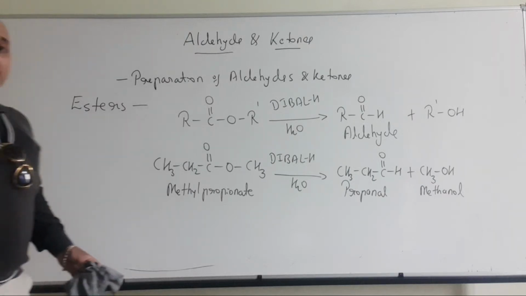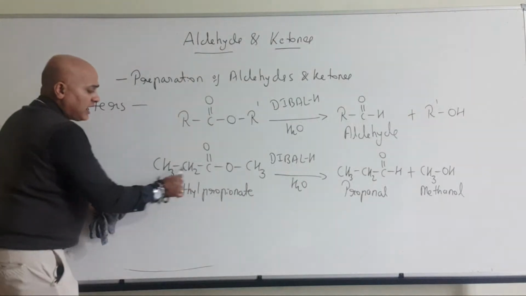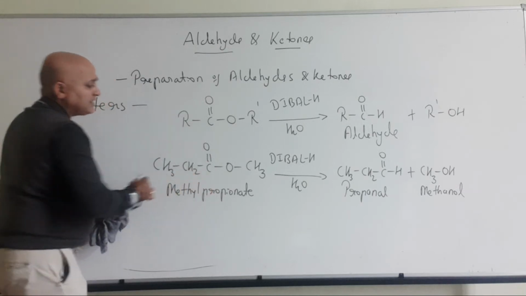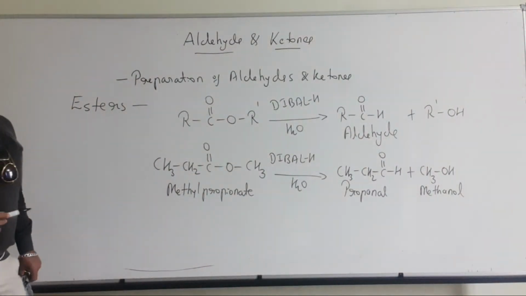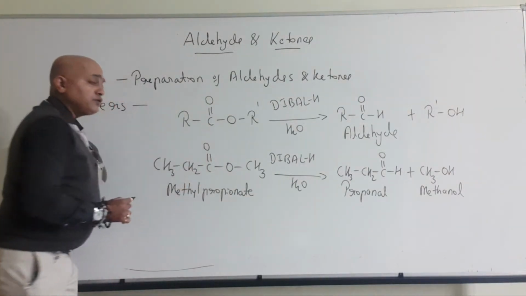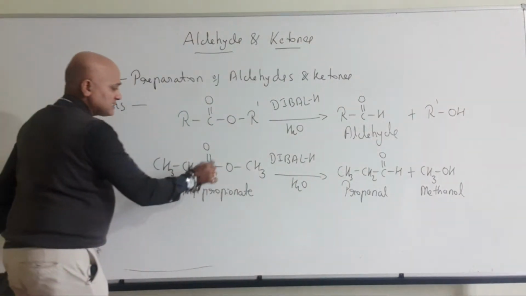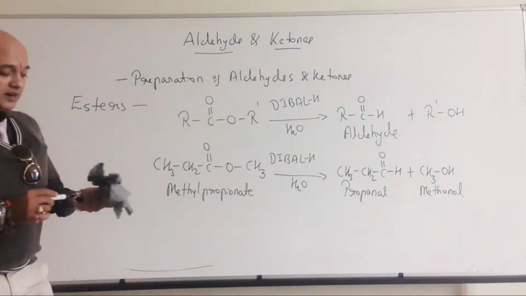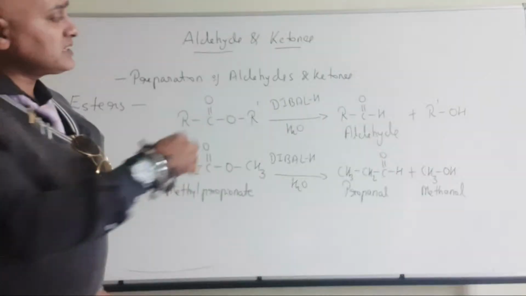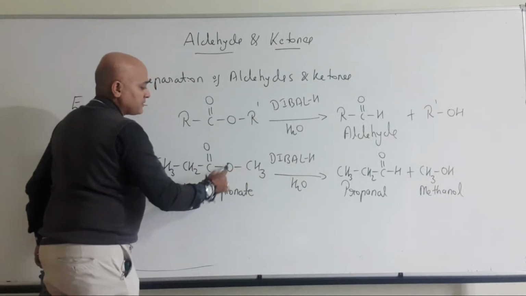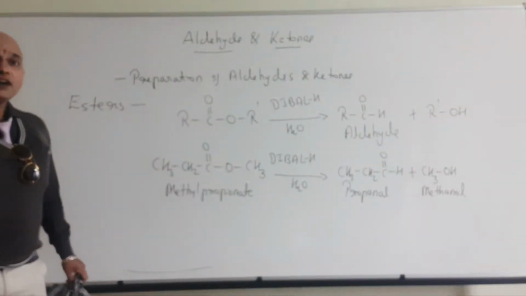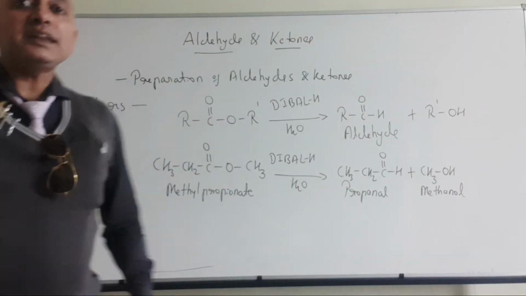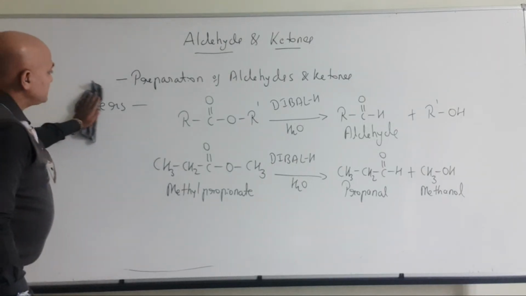So what you should remember here is, whichever alkyl group is attached to this carbonyl group should be converted into aldehydes by this method. How to easily remember the product? It's very easy. The carbonyl group to which alkyl groups are attached, those respective aldehydes will be formed, and the respective alcohol will be formed. Got my point? So this is how esters can be converted into aldehydes.